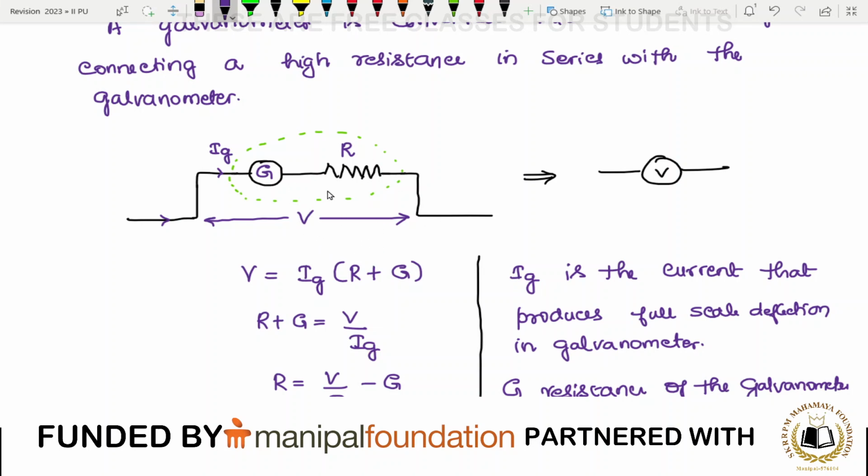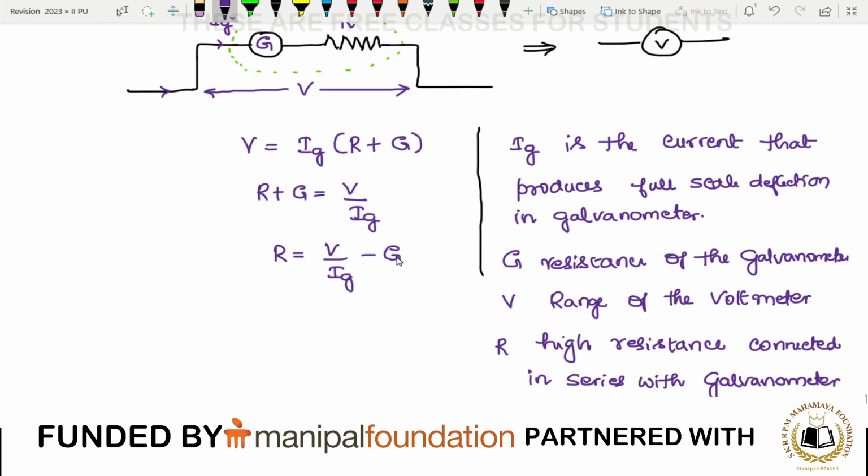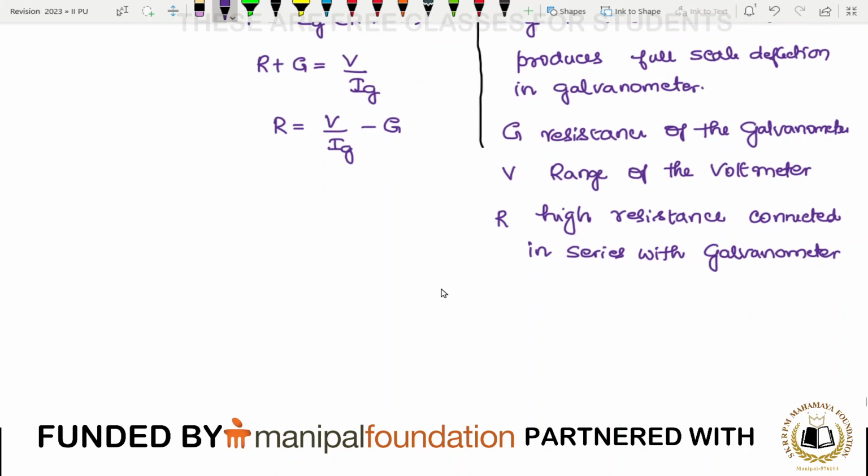Ig is the current flow in the galvanometer. So V is equal to Ig into R plus G. So R plus G is V by Ig. So R equals V by Ig minus G. Ig is the current that produces full scale deflection in the galvanometer. G is the resistance of the galvanometer. V is the range of the voltmeter. R is the high resistance connected in series to the galvanometer.